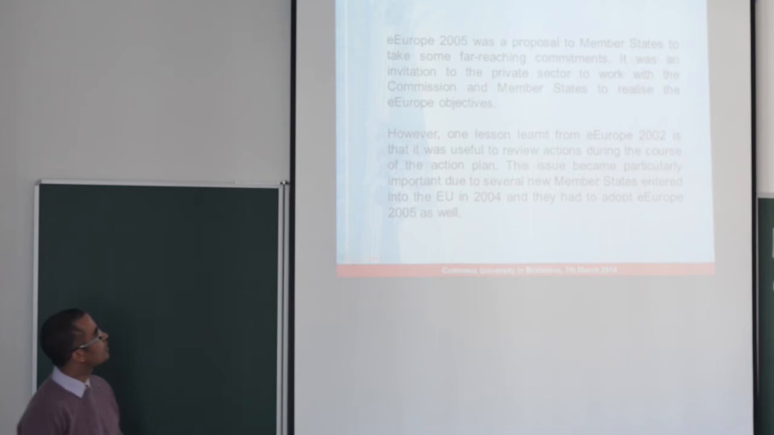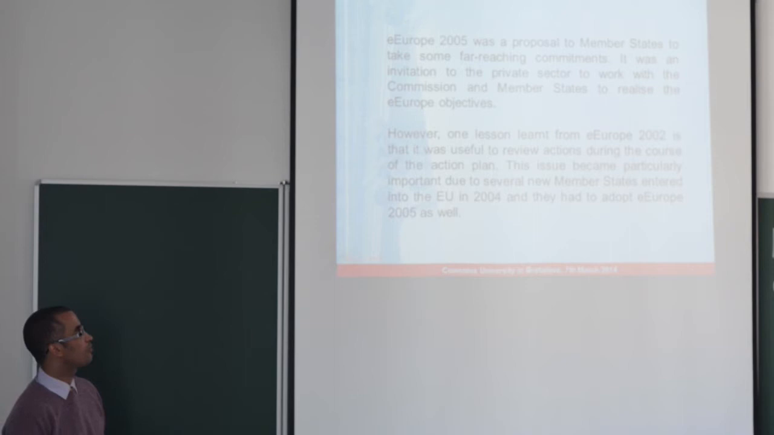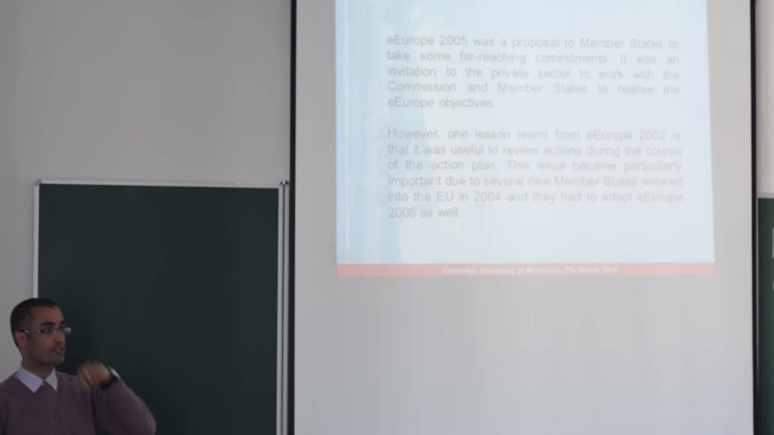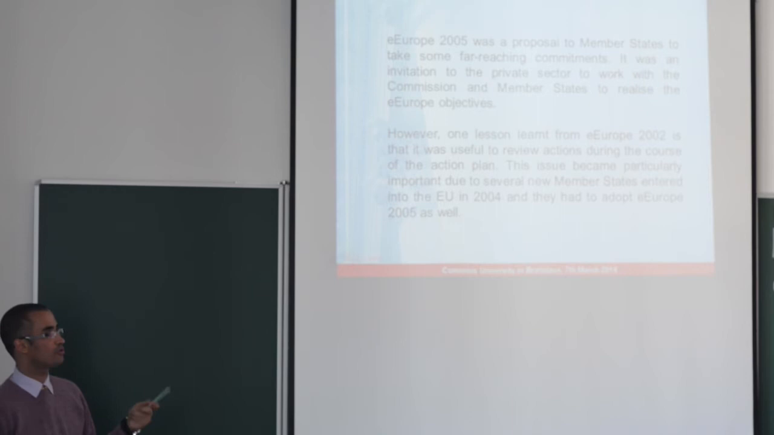Here we can see briefly what E-Europe 2005 brought. It was a proposal to member states to take some far-reaching commitments. It was an invitation to the private sector to work with the Commission and member states to realize the E-Europe objective. However, one lesson learned from E-Europe 2002, the previous strategy, was that it was useful to review action during the course of the action plan. And this was especially important because during this program, 10 new member states became part of the European Union, such as Slovakia and 9 other countries. And they had to adapt to the rules of the European Union.